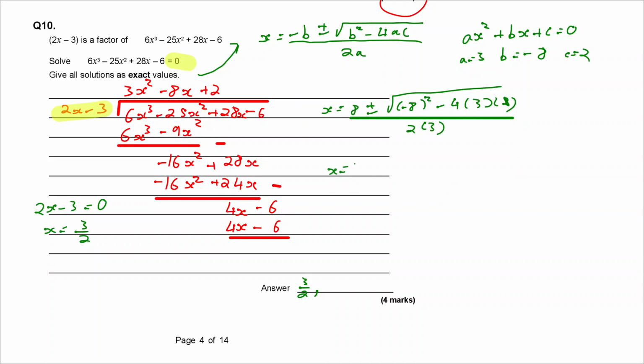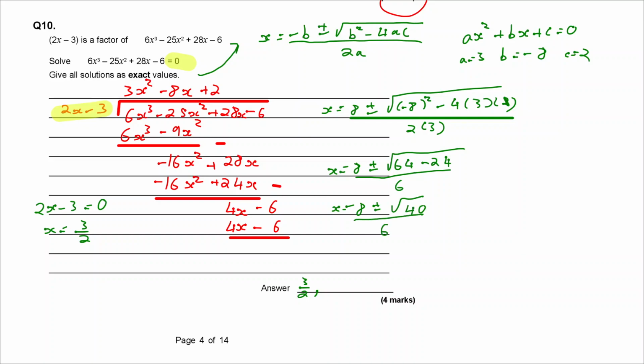So x is going to be equal to 8 plus or minus the square root of 64 positive. 4 times 3 times 2 is minus 24. And that's all going to be divided by 2 times 3, which is 6. So x is equal to 8 plus or minus the square root of 40 over 6.